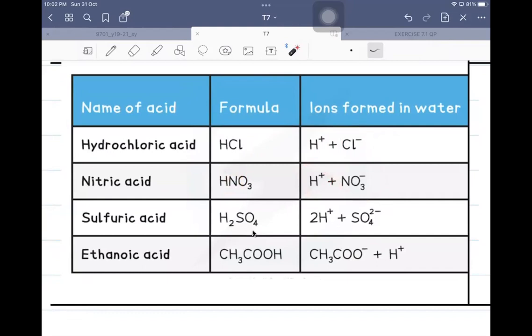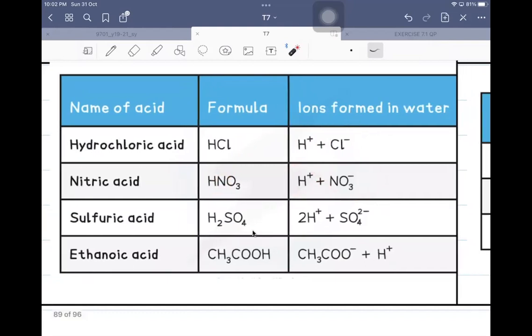Sulfuric acid is H2SO4. Remember that there are 2 protons, 2 moles. This one is called a diprotic acid. That means diproton. There are 2 protons here, 2 H plus. Okay. So if you break this down into ions, you have 2 lots of hydrogen ions and a sulfate ion is of SO4 minus. Ethanoic acid is your organic acid.